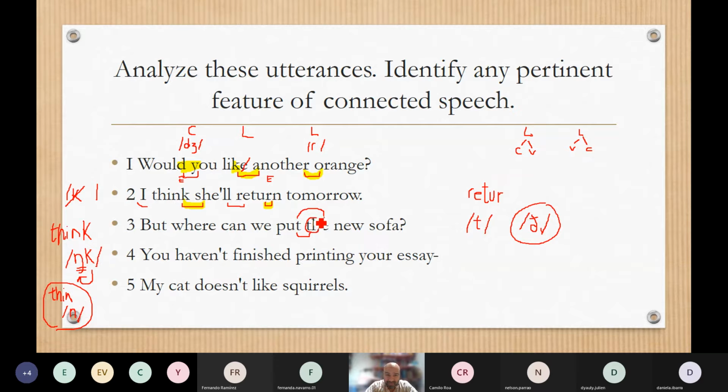So is that what you think? But where can we put the new sofa? What do you think? Put a new sofa. But where can we put a new sofa?